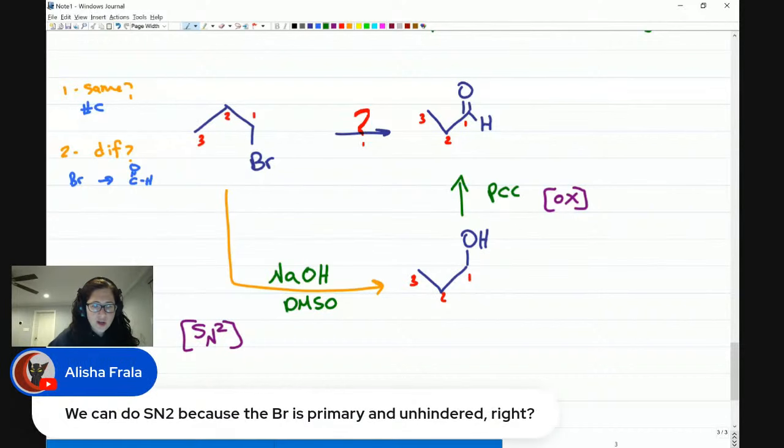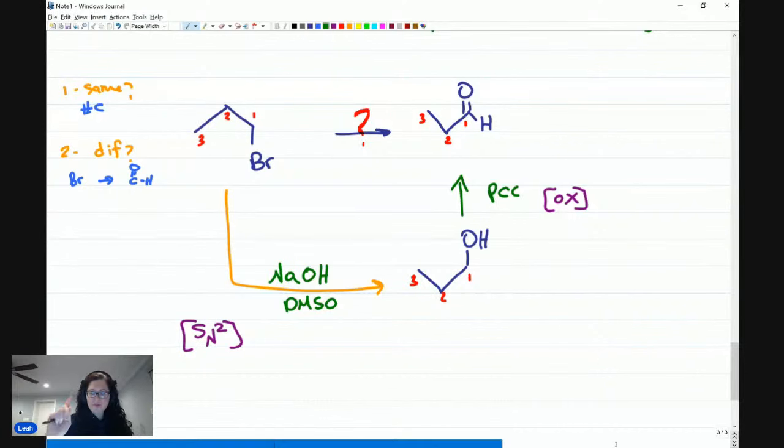And a question: we can do SN2 because the bromine is primary and unhindered. Yes, that is absolutely correct. SN2 can only happen if there is access, meaning it's not too sterically hindered. And the easiest is a methyl, then primary, then secondary, and you cannot have SN2 for tertiary. Very good question. So I'm glad we clarified that.